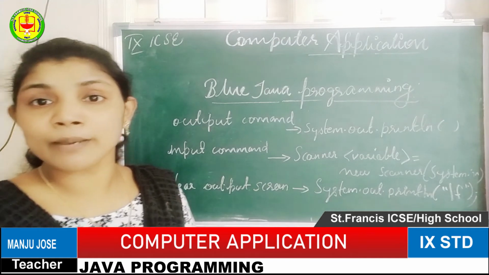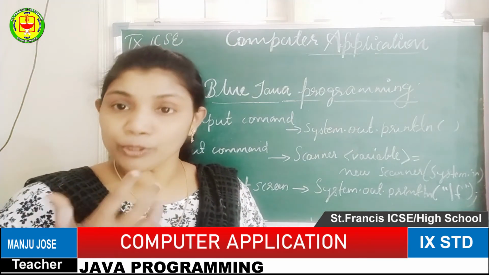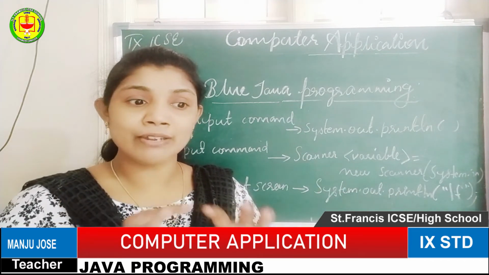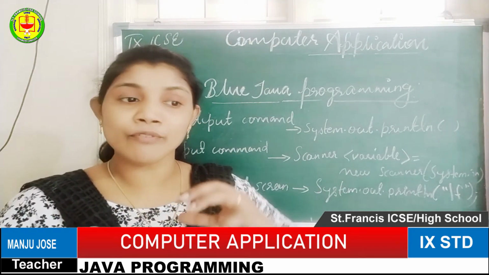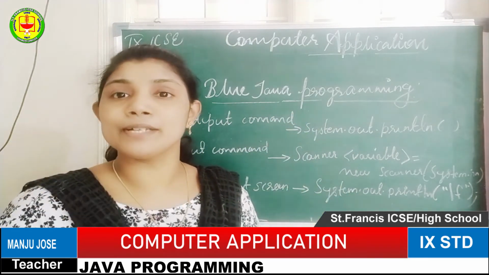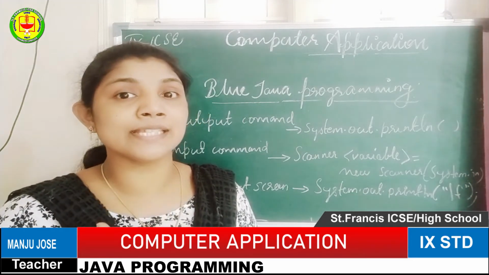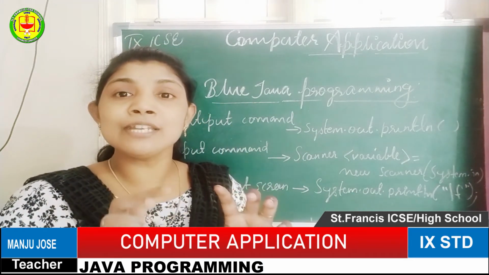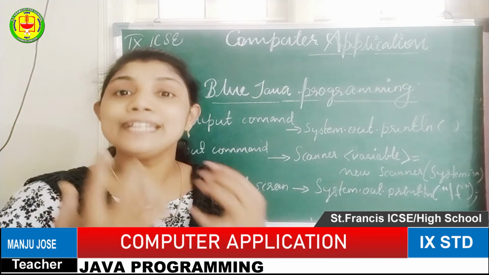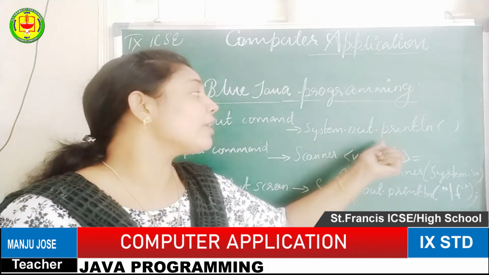The difference between the output and input command is this: the output command is used to display a message. When we execute the program and come to the output section, messages like enter the numbers, enter two numbers, or enter first number appear on the output window. If you want to display such messages or output values to the user, we depend on the output command.